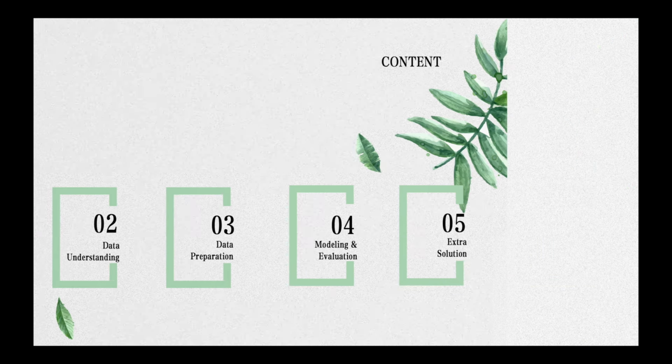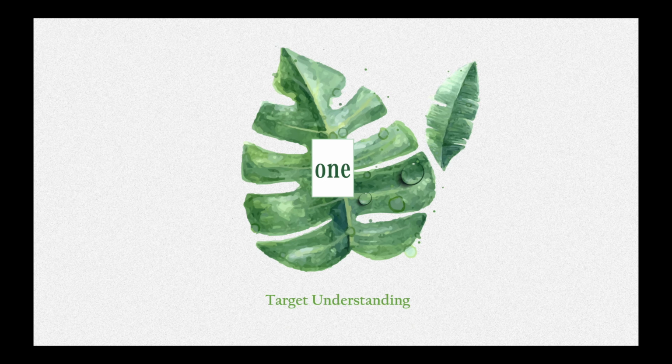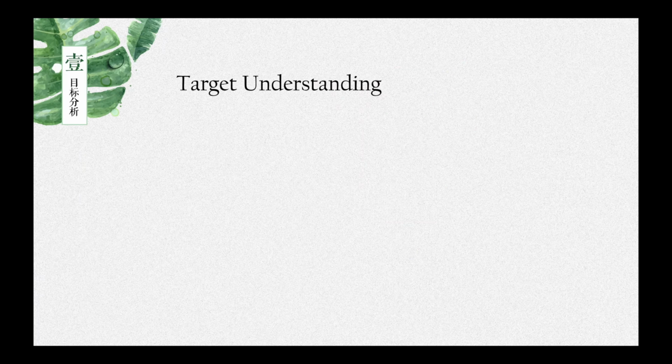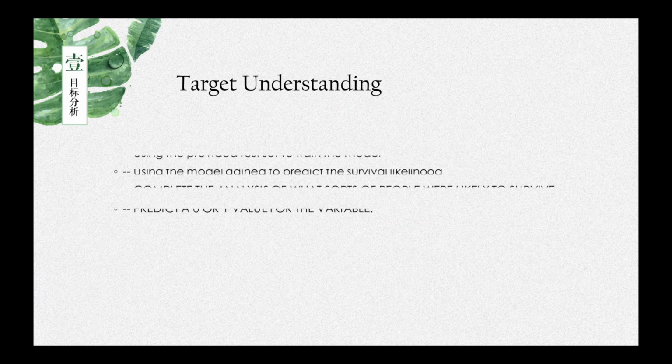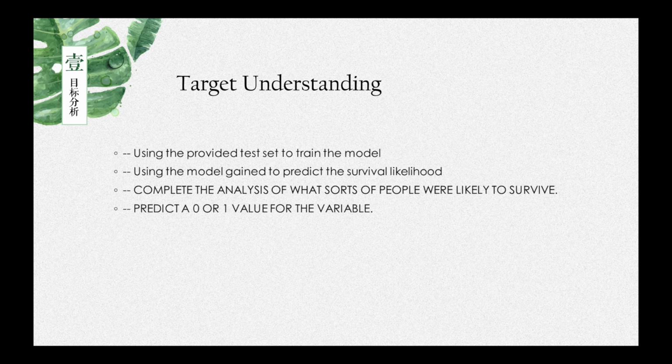First thing to do is to understand the target of this program. The most basic thing is using the provided test set to train the model and then use the model again to predict the survival probability. In this way, we can complete the analysis of what sorts of people were likely to survive. The outcome of the whole process should be a list of 0 or 1 values, which represents survival or not.